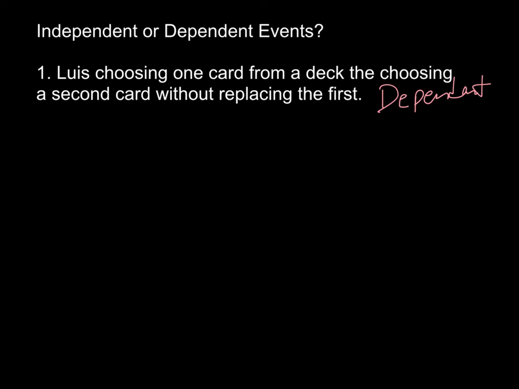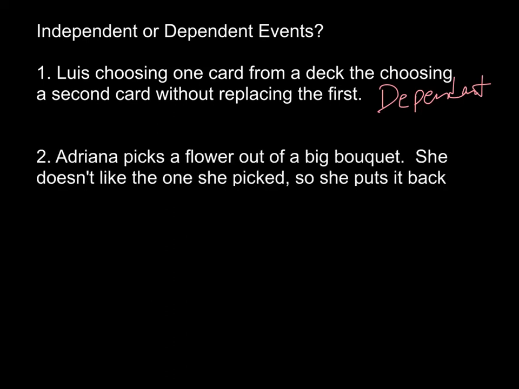Let's look at a second example. Adriana picks a flower out of a big bouquet. She doesn't like the one that she's picked, so she puts it back and picks another. As we consider this, when Adriana goes to pick the second flower, she's got the same number of choices as she did the first time. It was unaffected, so this is an independent event. It is unaffected.